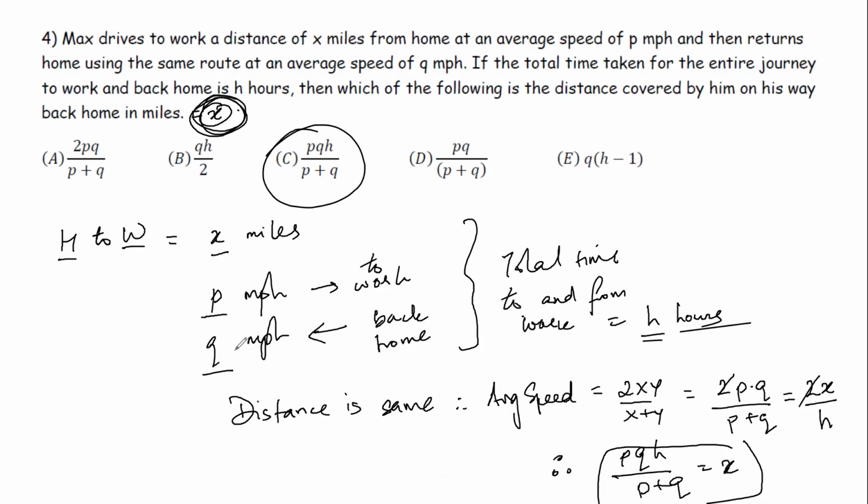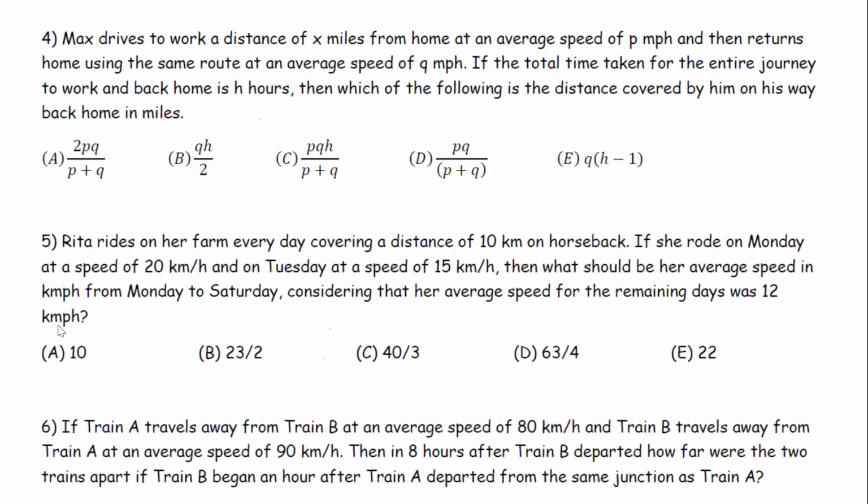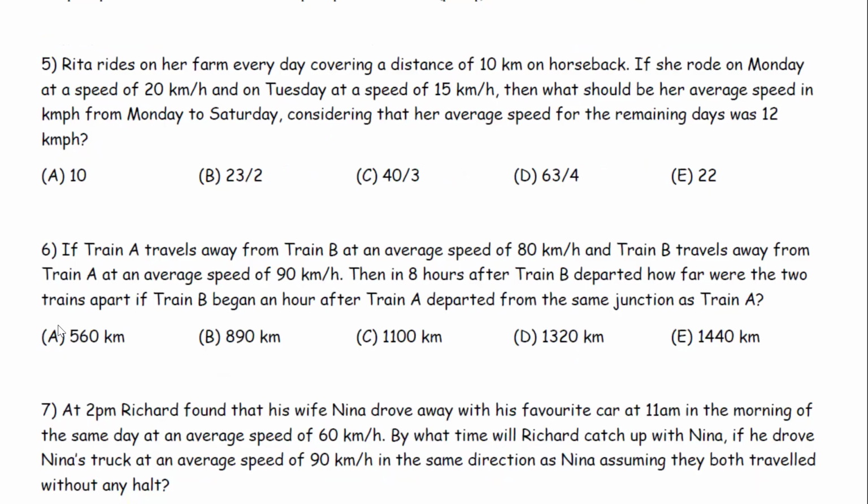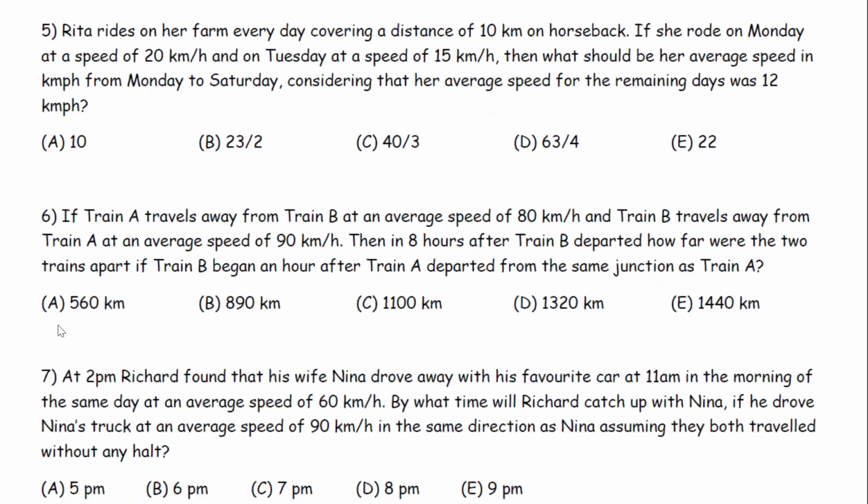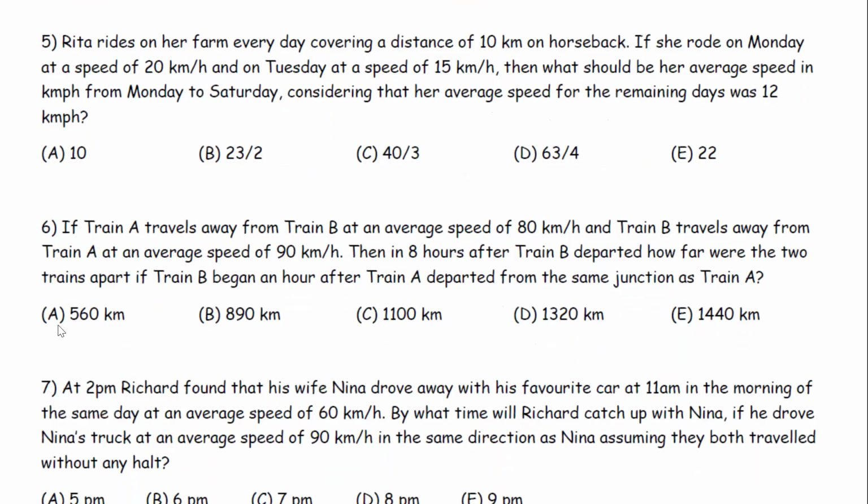Easy, right? What is the distance covered by him on his way back home in miles? They're not asking what is the total distance. They're just simply asking on his way back home. So that is x. Okay, this is a complicated question. I made it easy without discussing more on it. You have to pause the video, understand the question, and then understand my solution. Okay. Fifth question.